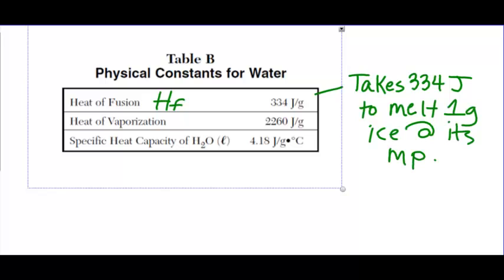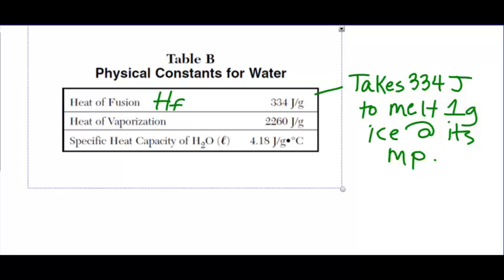Well, what if you had 10 grams? Well, you take that number times 10. Q equals M, your mass, times HF. So it takes 3,340 joules, right? That's all you do. That's it. Okay, if you had 5 grams, you take this number for water, melt it, multiply it times 5, okay?